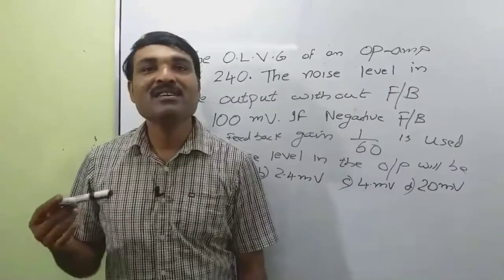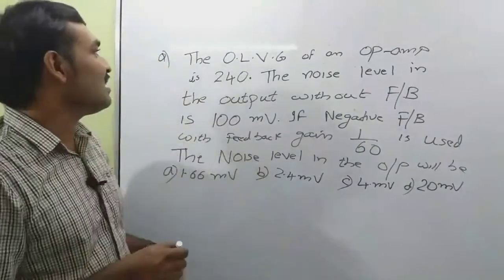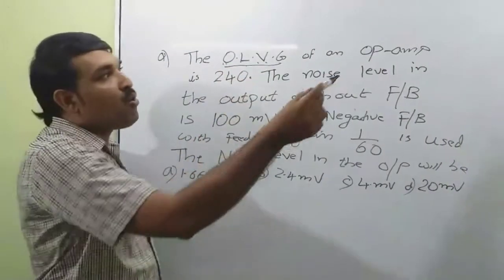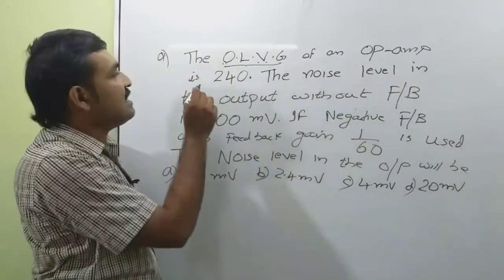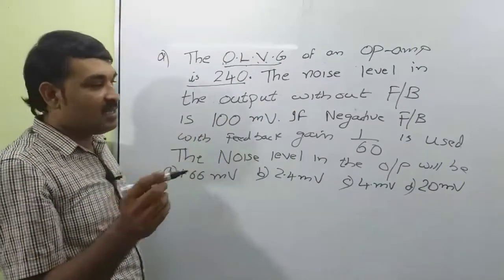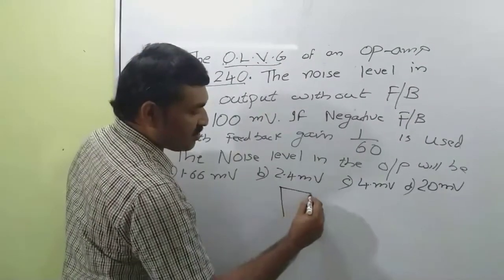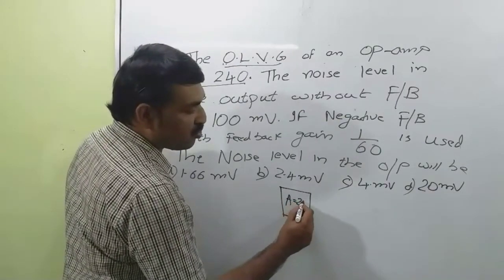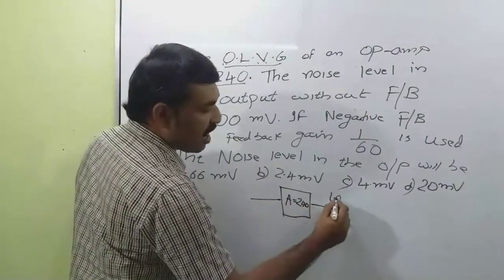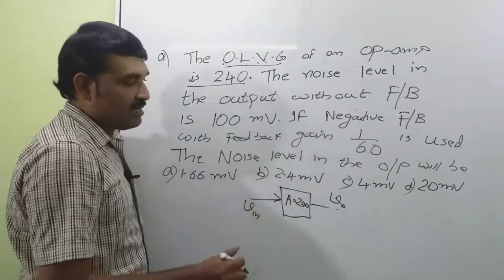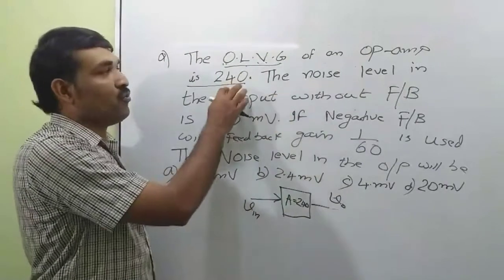Okay, this is a previous year GATE question. The question says that the OLVG, that is the open loop voltage gain of an operational amplifier, is 240. Okay, that means we have an open loop system with gain A equal to 240. This will represent the output and this will represent the input. So the open loop voltage gain is 240.